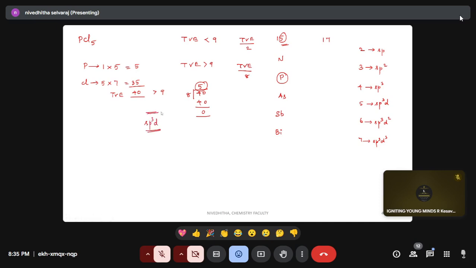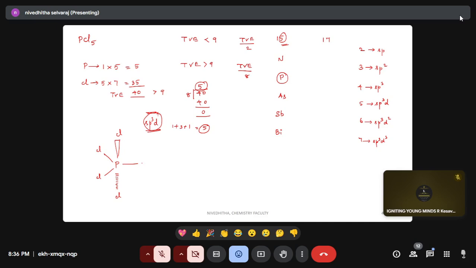For each hybridization there is a shape. Here it is sp3d, which means the central atom can form 5 chemical bonds, because the power of s is 1, power of p is 3, power of d is 1, so 1 plus 3 plus 1 is 5. So phosphorus can form 5 chemical bonds. 3 bonds are in plane and 2 bonds are out of plane. Here I have 5 chlorine atoms attached.